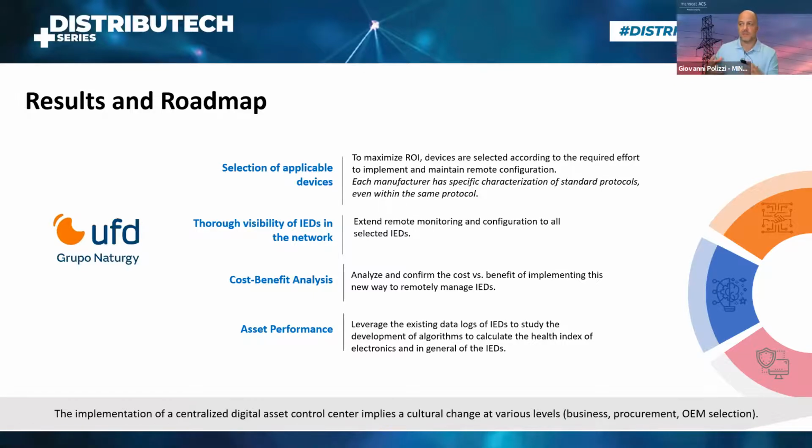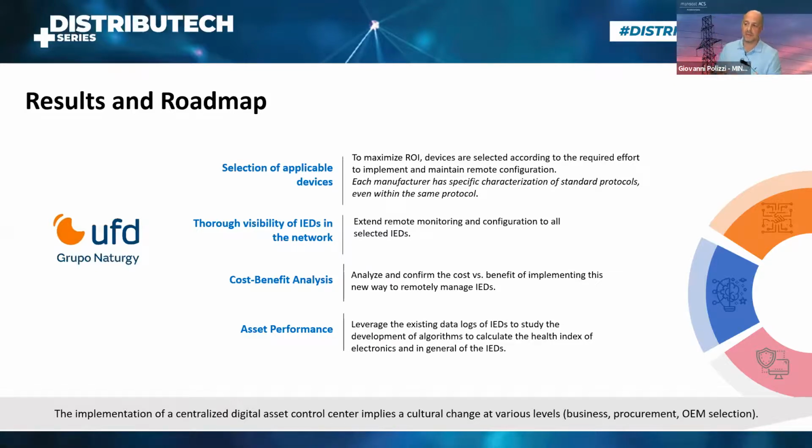We have to say that each manufacturer has specific characterization. So one of the barriers that we found at the beginning was that we took for granted that if a manufacturer had a particular protocol, then it would be a standard protocol. Well, it was not. Even within the same protocol, each one had particular flavors to that particular configuration. The other thing is that we extended the remote monitoring configuration to all selected IEDs. That basically increased the visibility to the IEDs in the network. Once we found a category of IED, then we were able to extend this to the entire network. We started from a small section, of course, in a controlled environment. They said, okay, this works, so let's expand to the rest.